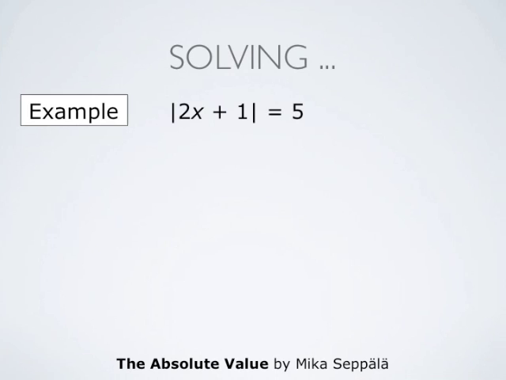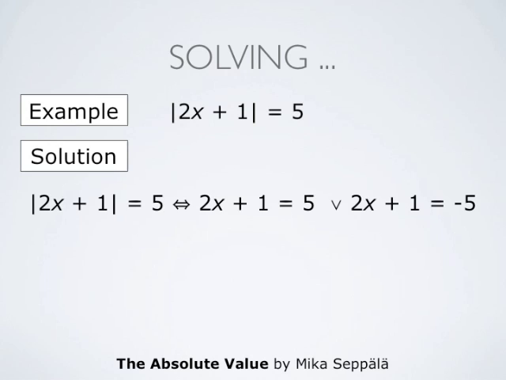In this example, we solve the absolute value equation. The absolute value of 2 times x plus 1 equals 5. And we do that by using the properties of the absolute value. The absolute value of a number is some other number, in this case 5, if and only if that number is either 5 or negative of 5. That is, the equation absolute value of 2 times x plus 1 equals 5 is equivalent to saying that either 2 times x plus 1 equals 5 or 2 times x plus 1 equals negative of 5. In both cases, the absolute value equation is valid.